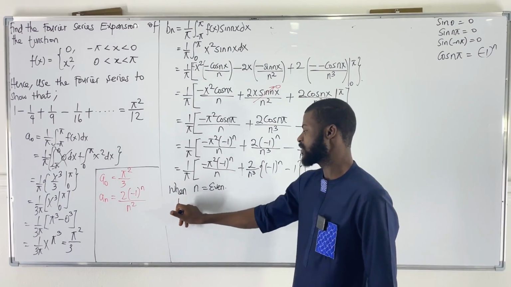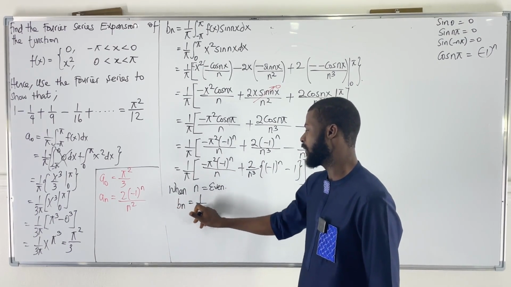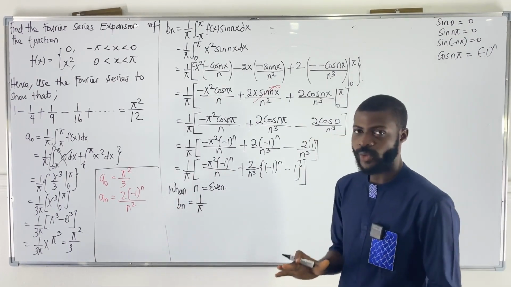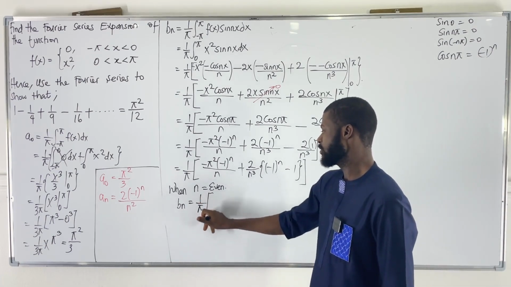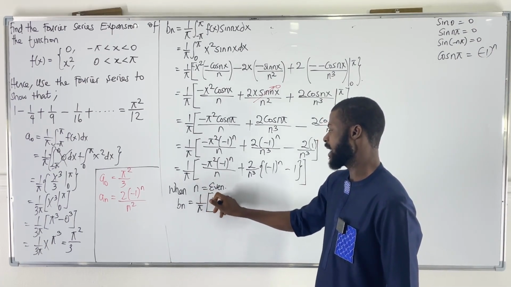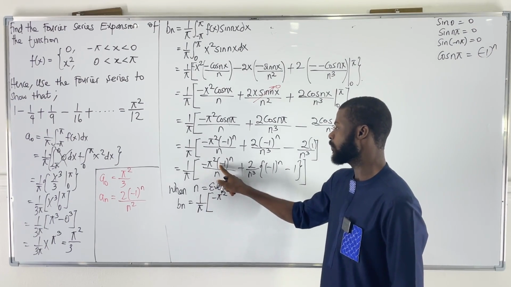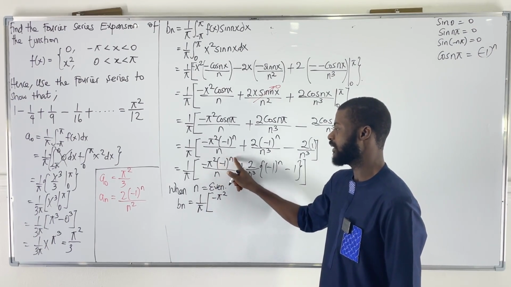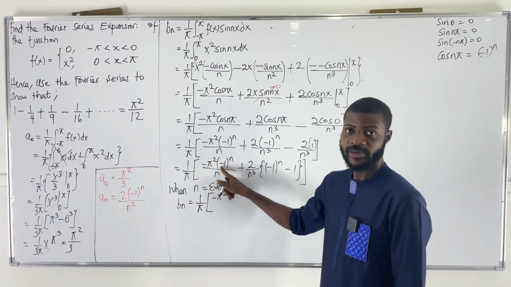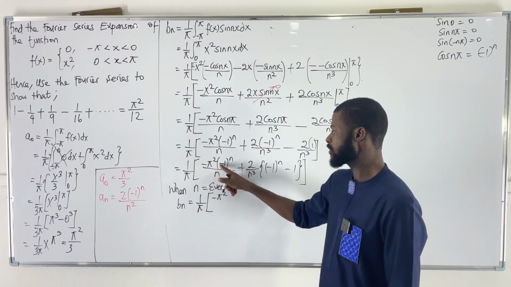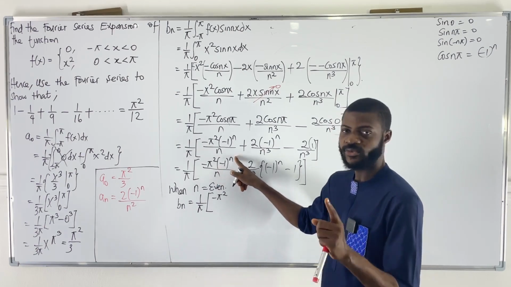So this means that your b sub n would then become 1 over pi into minus pi squared. Now, how would minus 1 to the power of n behave when n is even? This will be positive, right? Yeah, because minus 1 to the power of 2 is just 1.